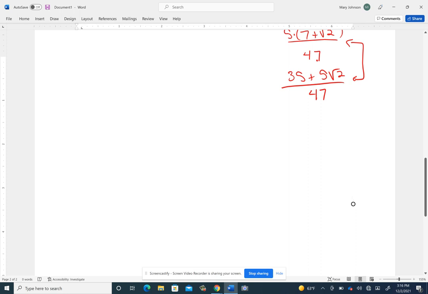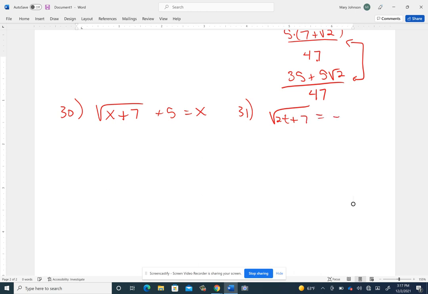And then we did some solving. That was the next part of the test. So like you might have something like the square root of x plus 7 plus 5 equals x, or like 31. Square root of 2t plus 7 equals some number. All right, just like with that square root method we did last class, you need to have the radical by itself before you undo it, before you square both sides.